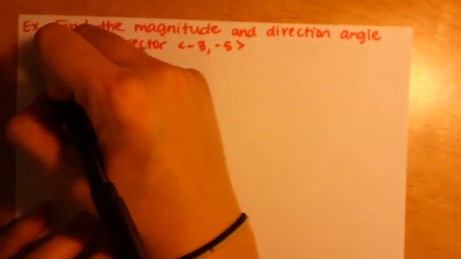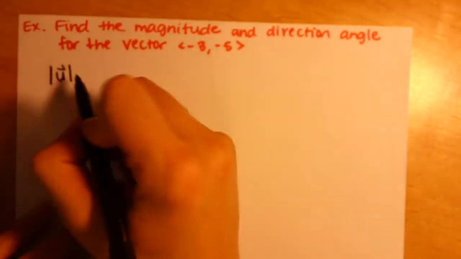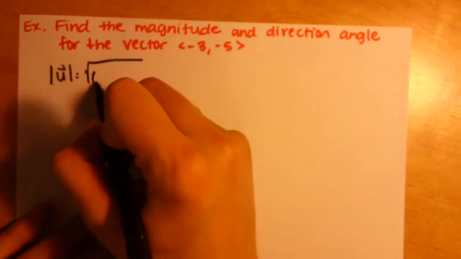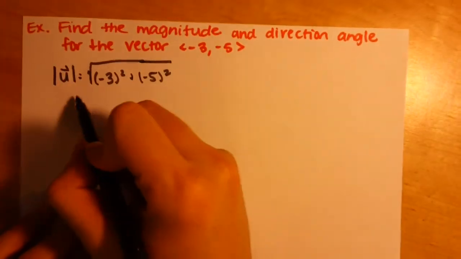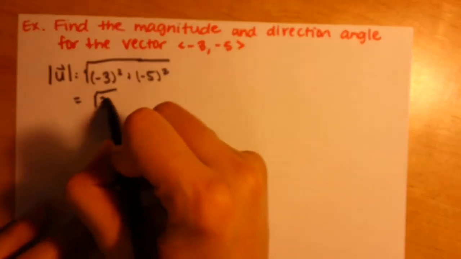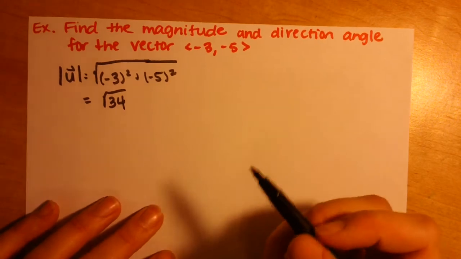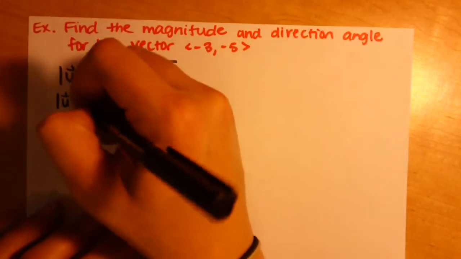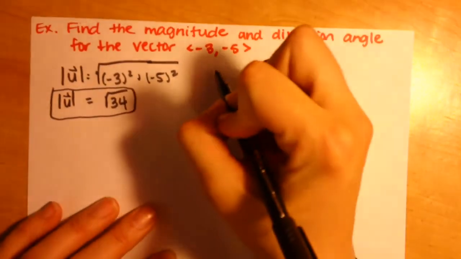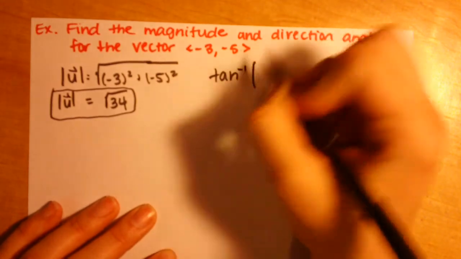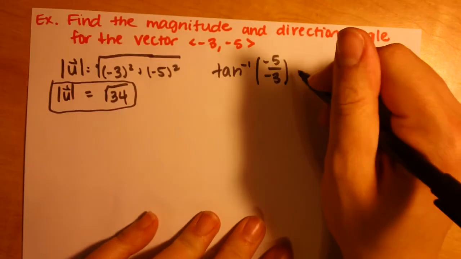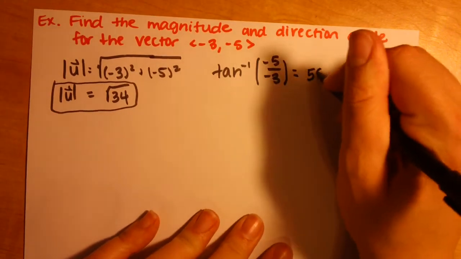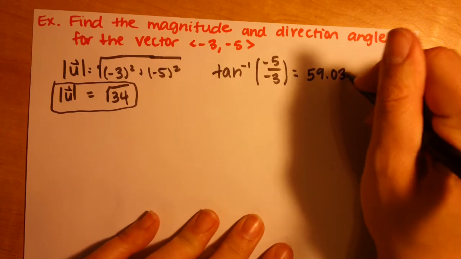So our magnitude is going to be the square root of -3 squared plus -5 squared. That's going to be the square root of 34. So this is our magnitude. And now we want to find the direction angle. So our direction angle is tangent inverse of y over x. Put that in our calculator, and we'll get 59.036 degrees.